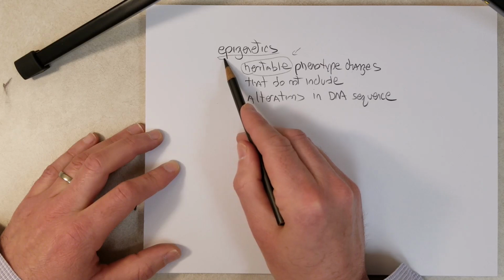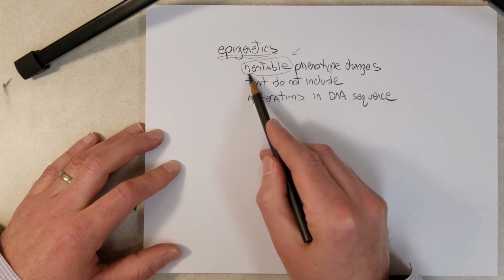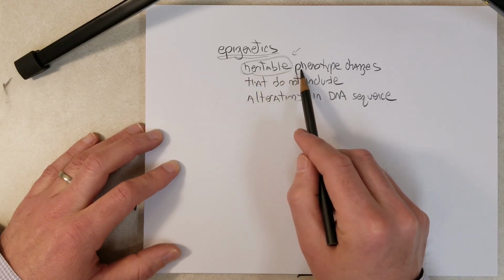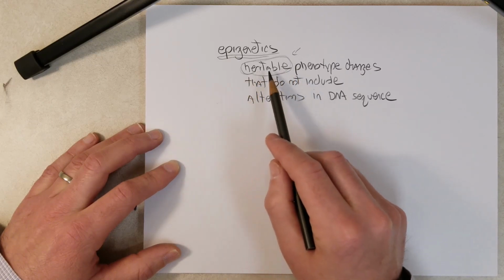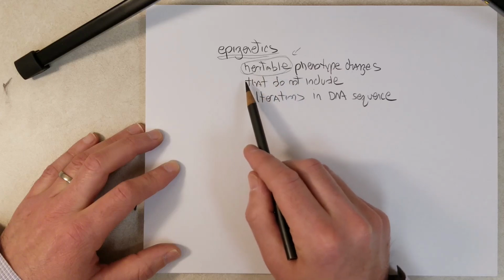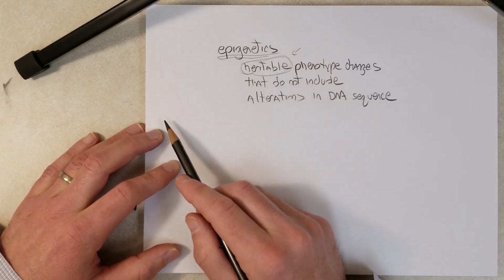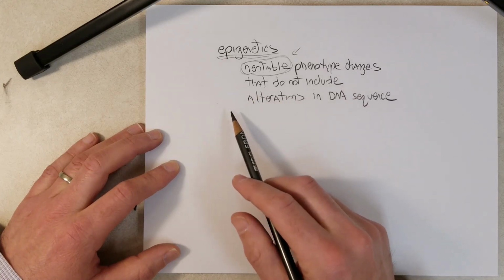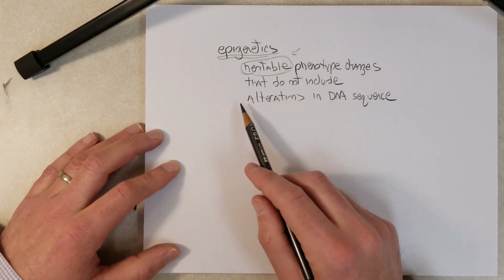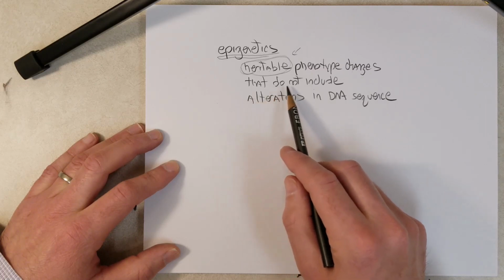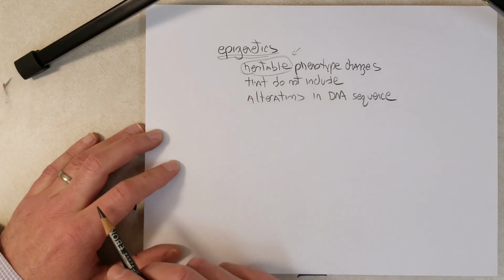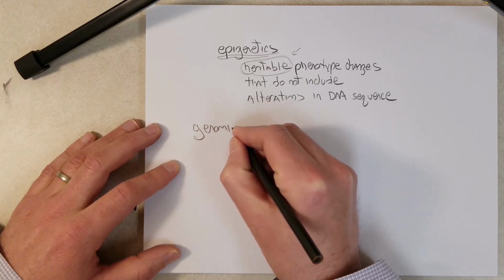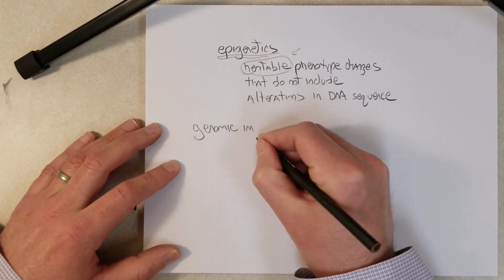So definitions of epigenetics can be confusing, and I guess we'll focus on this one: to really be considered an epigenetic phenomenon, the phenotype must be heritable, in addition to not including an alteration in DNA sequence. So the phenotype change must be heritable, in addition to not including alterations in DNA sequence. The example we're going to look at in this video is genomic imprinting.